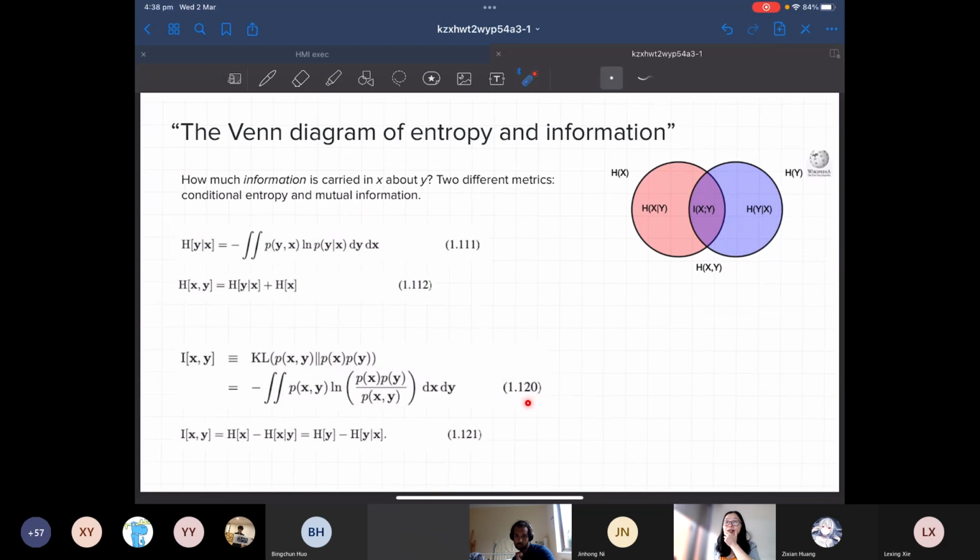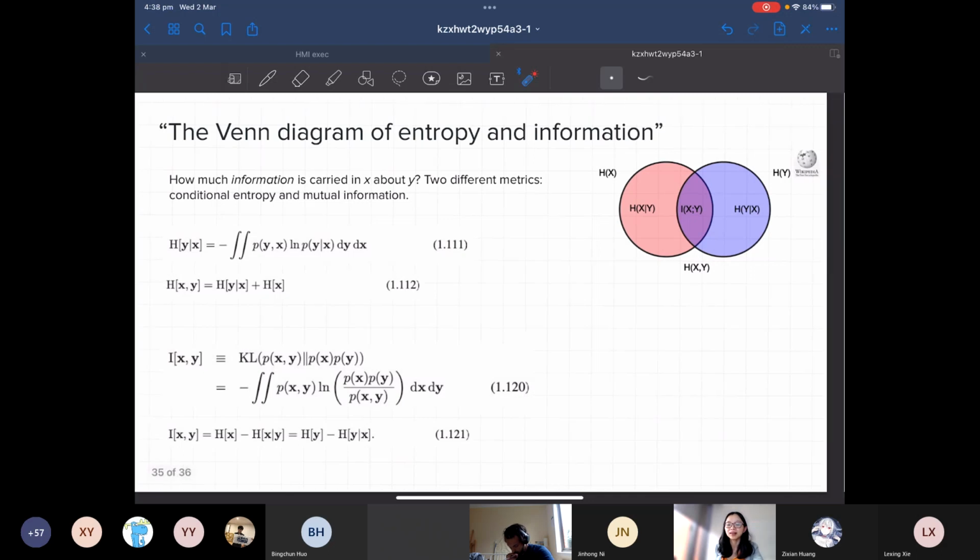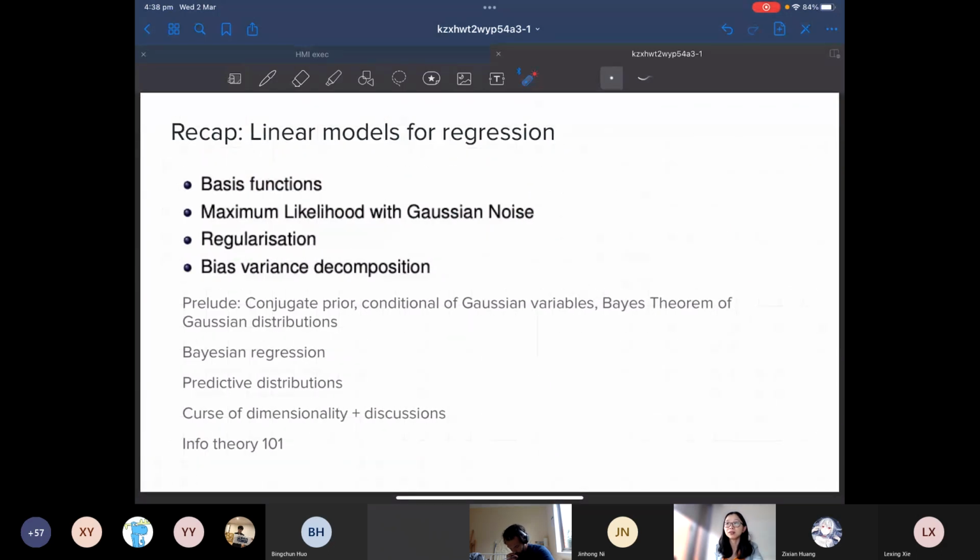Before all this sinks in, it's more intuitive to look at what I call the Venn diagram of entropy and information. The entropy of a random variable is always non-negative, so we can draw it as a circle. H of X is red, H of Y is blue. The conditional entropies are the difference parts of this Venn diagram. The entropy of the joint distribution is the union, and the mutual information is the intersection. And it checks out mathematically as well. So that's all for now.